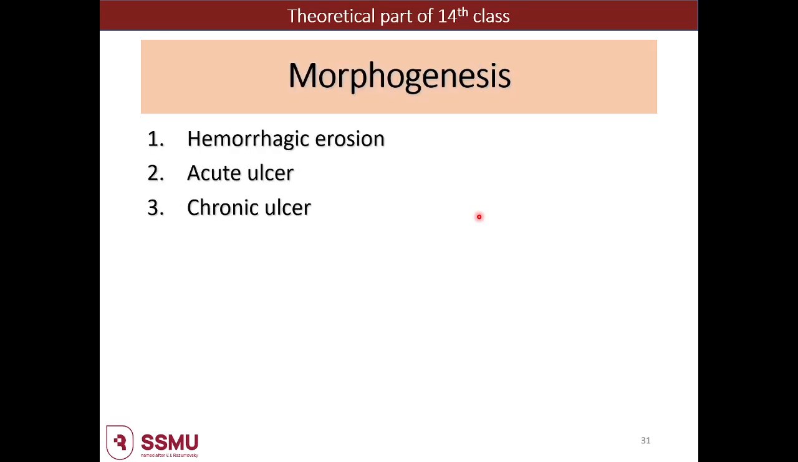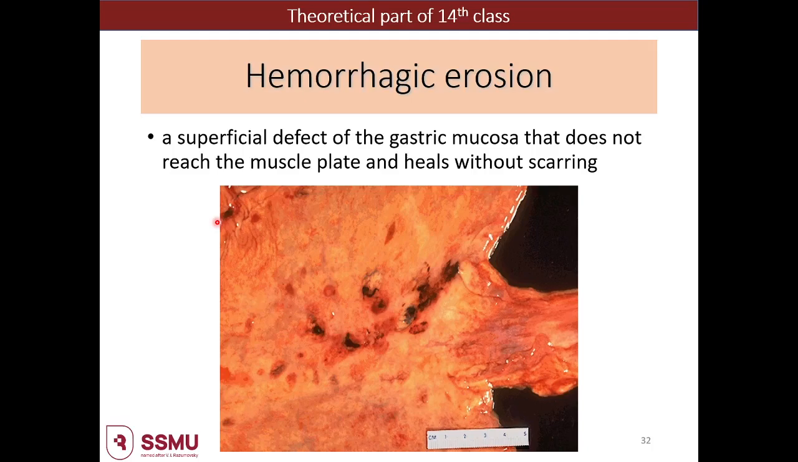Morphogenesis of ulcer disease. For formation of ulcer, we can see three stages. It's stage of hemorrhagic erosion. After it, we may see formation of acute ulcer, and after acute ulcer, we may see chronic ulcer. Hemorrhagic erosion is a superficial defect of gastric mucosa that doesn't reach the muscle plate and heals without scarring.